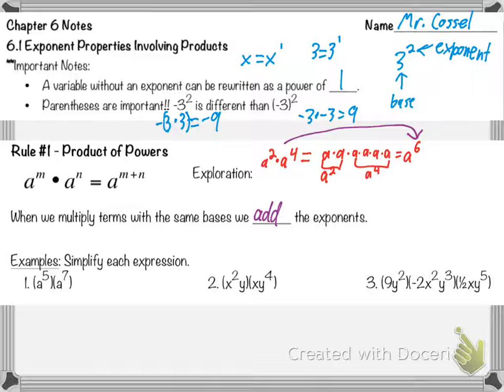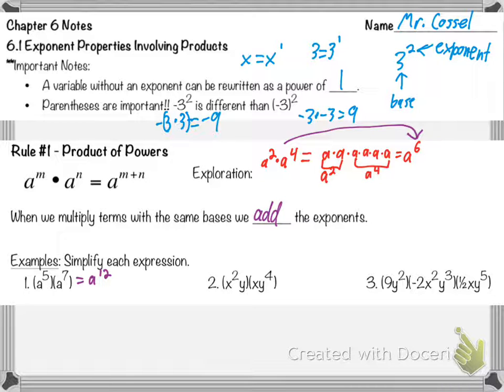All right. So we're going to work on a couple examples here. So we have a to the 5th times a to the 7th. That's what those parentheses next to each other mean, that we're just multiplying those together. So we have the same base a raised to two different exponents, 5 and 7. So what does that end up being? 12. A to the 12th. We add the exponents. That's what our rule says there.